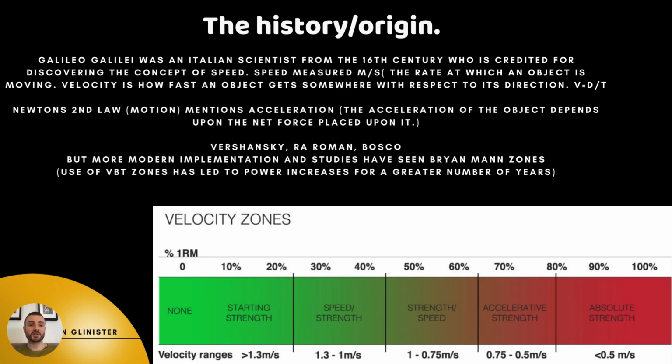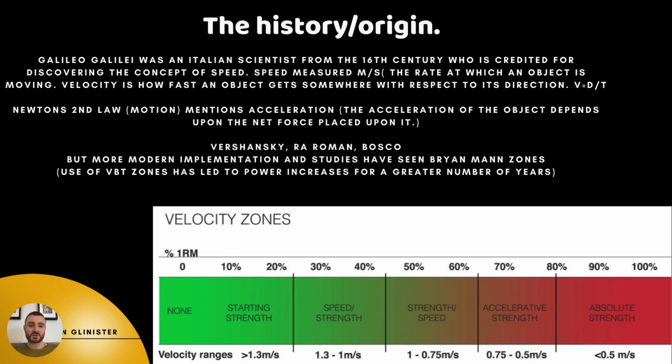So the history and origin of it, we're going to go way back. We start looking at, well, this is speed and the whole concept of it. So Galileo, the Italian scientist from the 16th century, he was credited with discovering the concept of speed. Obviously, speed has always been around, but how he discovered it as a concept is pretty much credited to Galileo.